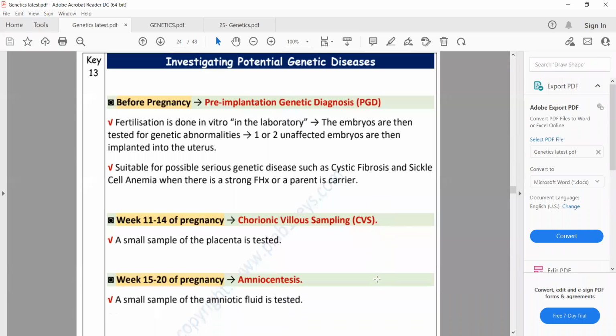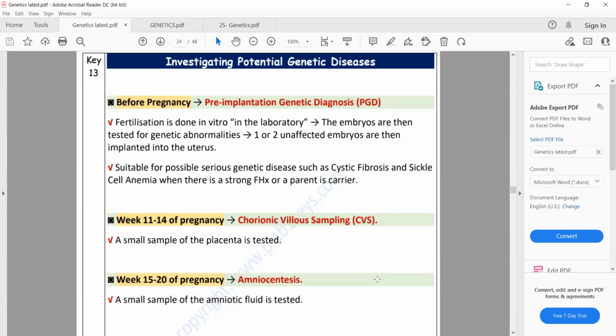Now, how to investigate potential genetic diseases before pregnancy? If someone wants to investigate a potential genetic disease, then our method should be pre-implantation genetic diagnosis. What is pre-implantation genetic diagnosis? Pre-implantation genetic diagnosis is done before pregnancy.